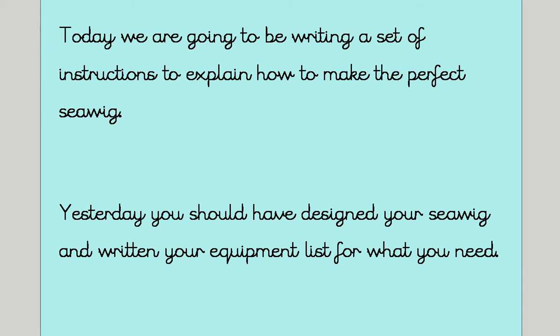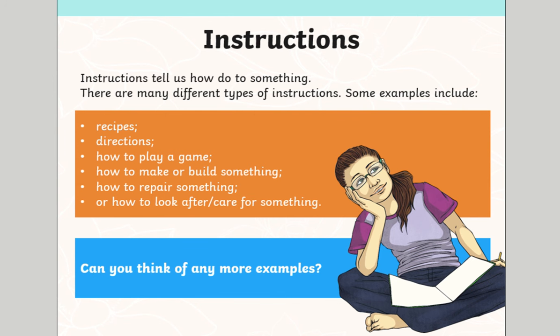Yesterday you should have designed your sea wig and written your equipment list for what you need. If you haven't done that, then what I'd suggest doing is pause this video here and make sure that you've designed your sea wig. If you've not done your equipment list yet, then you can do that as part of the exercise today. The first thing I'm going to do is just go through what it means to write instructions and what things we need to remember to include.